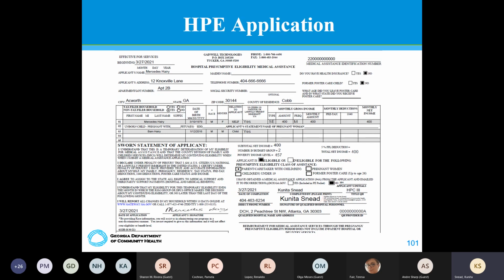How are we looking? Go ahead. Kanita, this is Andrika. It's a question from Lillian. So no need to add the FPL for BAM? No, because we didn't have to look at him for the next aid category, which would have been children under 19. Since they are eligible for parent caretaker, that's the only aid category we looked at. So that's the only income limit that needs to be put there. Okay, thanks. Thank you.